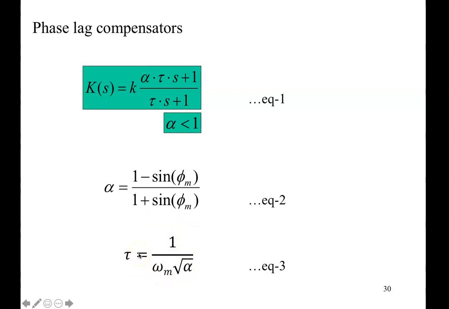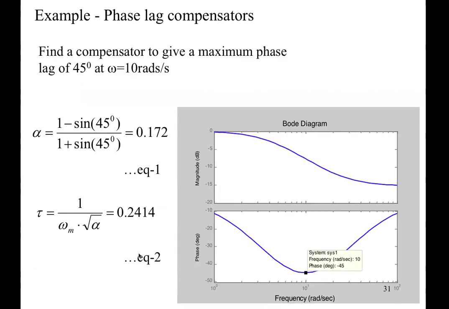Okay, so if you know the maximum phase angle you can allow, and also where you want the frequency for the maximum negative phase angle to be, then working out the alpha and tau values is straightforward. In this example, I say I want a phase lag compensator to give me a maximum phase lag of 45 degrees, that's a negative phase angle of 45 degrees, at a frequency of 10 radians per second. I just apply the two equations.